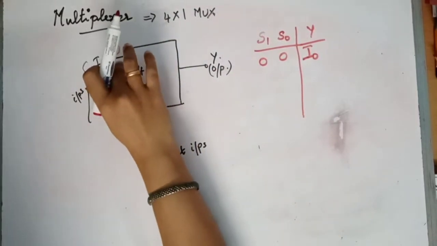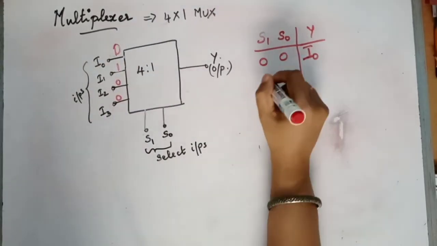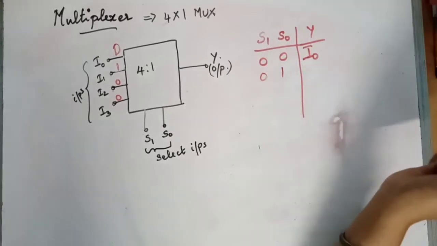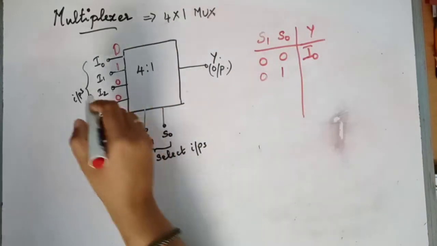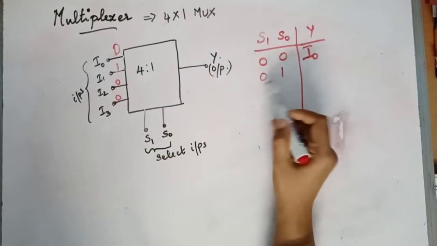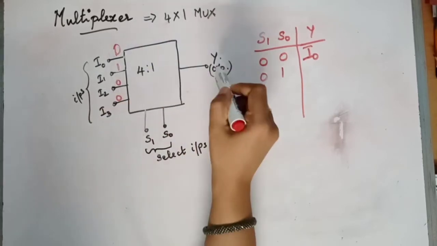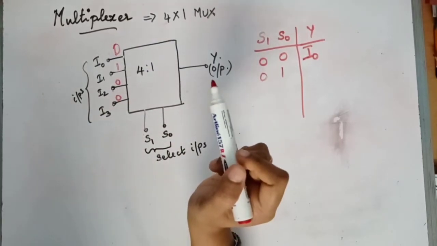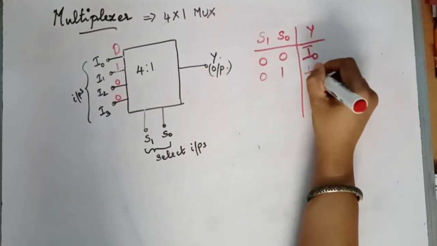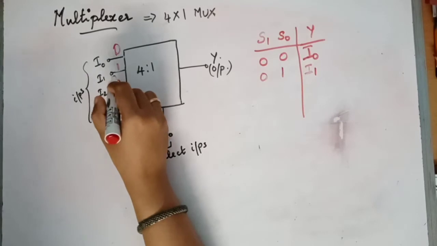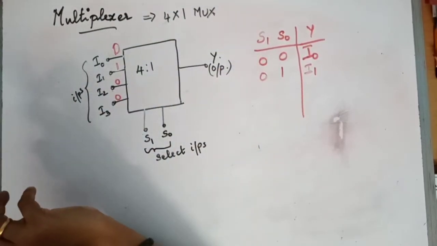Now suppose I am giving this as 1 and I am giving the select inputs as 0 1. So 0 1 means I1 is selected. 0 1 is 1. I1 should be selected and that one should go to Y. That is, when you are giving 0 1, I1 should be selected. If it is 0, Y will be 0. If it is 1, then Y will be 1.